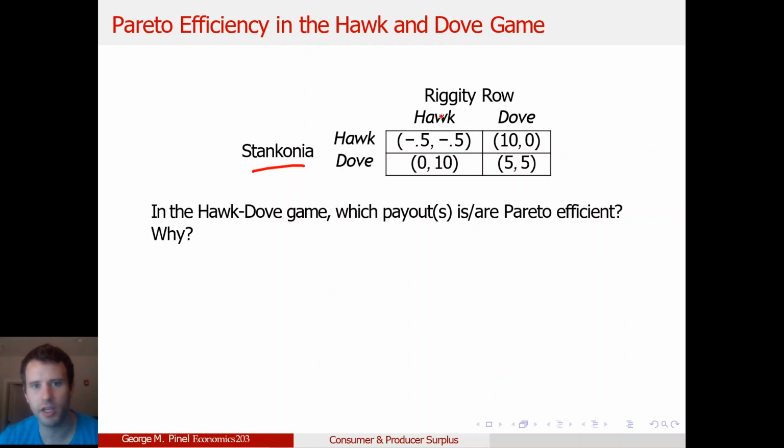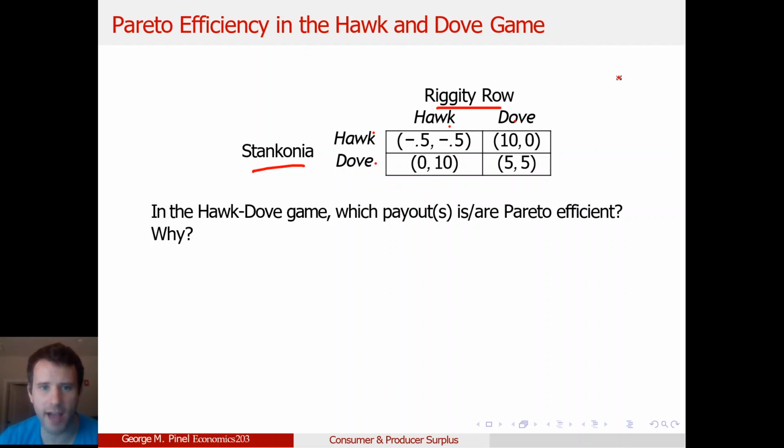Okay, so we have two agents. We have Stankonia, we have Riggedy Row, and each has a different action, Hawk and Dove, and these are their payouts, where this is Stankonia's payout, this is Riggedy Row's payout, and it doesn't matter if you forget which order is which. In every test, I don't expect you to memorize the layout of what's called the normal form of the game. I want you to understand what it means to be Pareto efficient in this case.